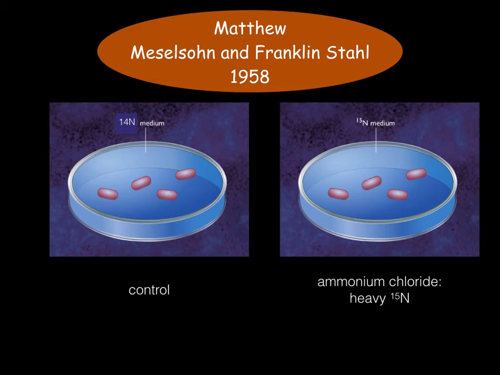Cells of the bacterium E. coli were grown on a medium containing a nitrogen source, made up of the common form of nitrogen, nitrogen 14. This sample acted as the control, as you can see on the left there. Then some bacterial cells were transferred to a medium where the nitrogen was of the heavier isotope, nitrogen 15. So they were grown on a medium of ammonium chloride that contained nitrogen 15.